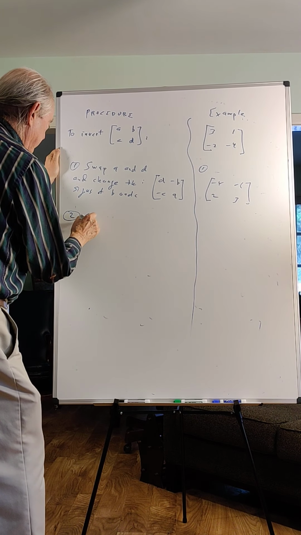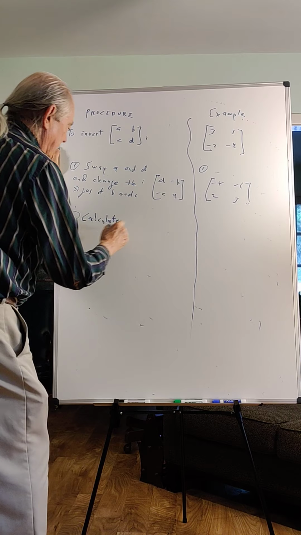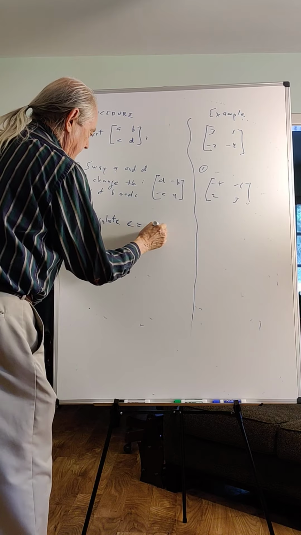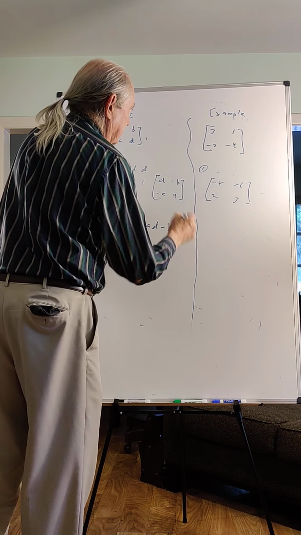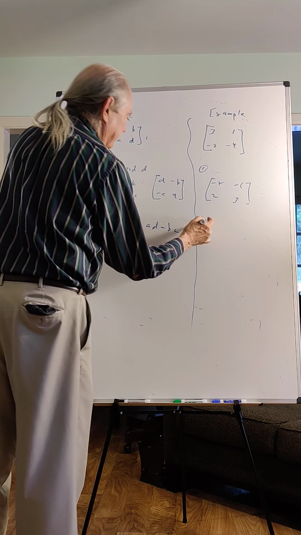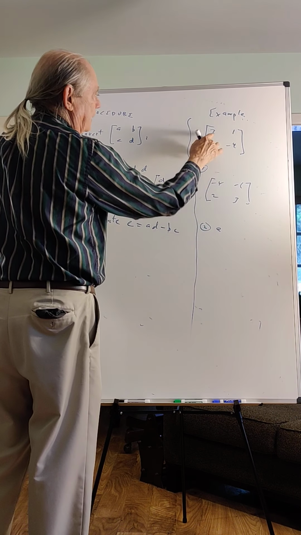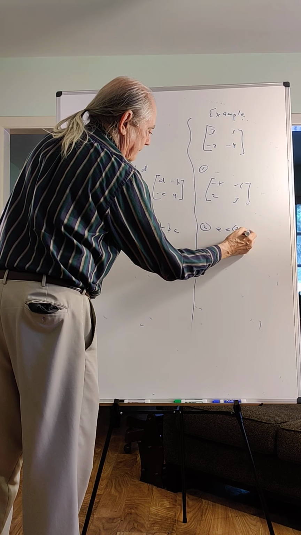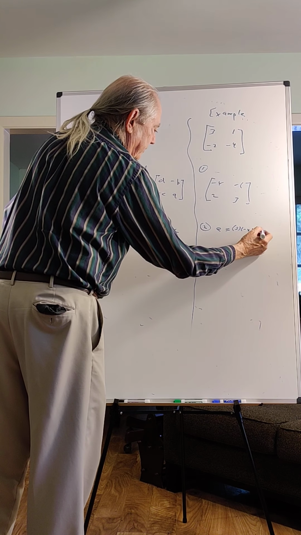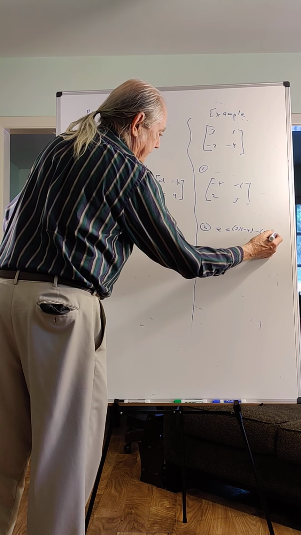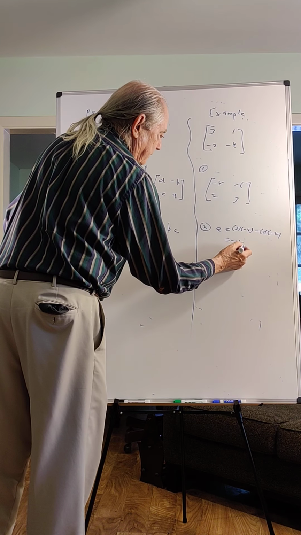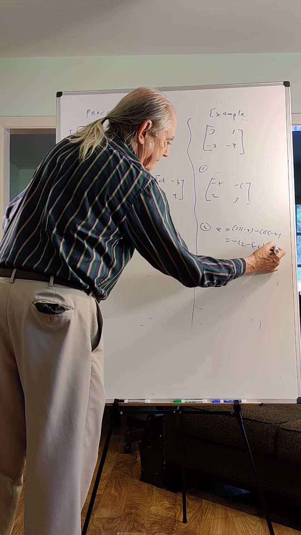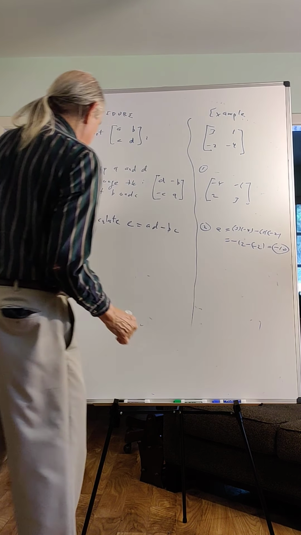Then you calculate a number I'll call E. What is it? It's AD minus BC. Going back to the original matrix, E is 3 times negative 4 minus 1 times negative 2. Watch your signs here. So this is minus 12 minus negative 2, so that's minus 10. E has the value negative 10.